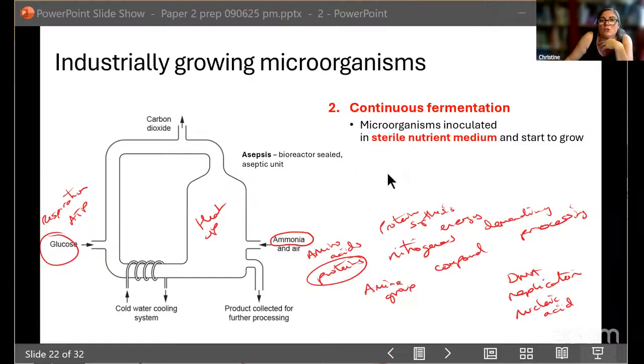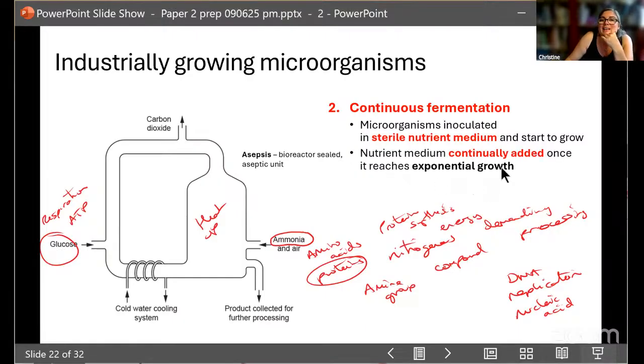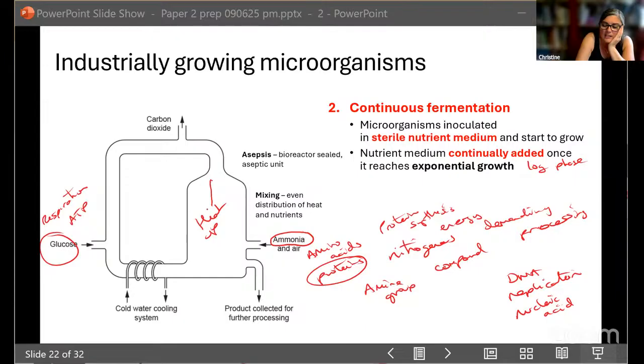So it's important you note that we're going to add in the nutrients for that exponential growth. We're at the log phase. We're going to ensure that there's mixing inside. Now I haven't drawn it in the picture that I've got here, but what I should really have, what they'll have in the exam, is kind of like a paddle. And that's going to evenly distribute not only the heat, but also the molecules that are being added.